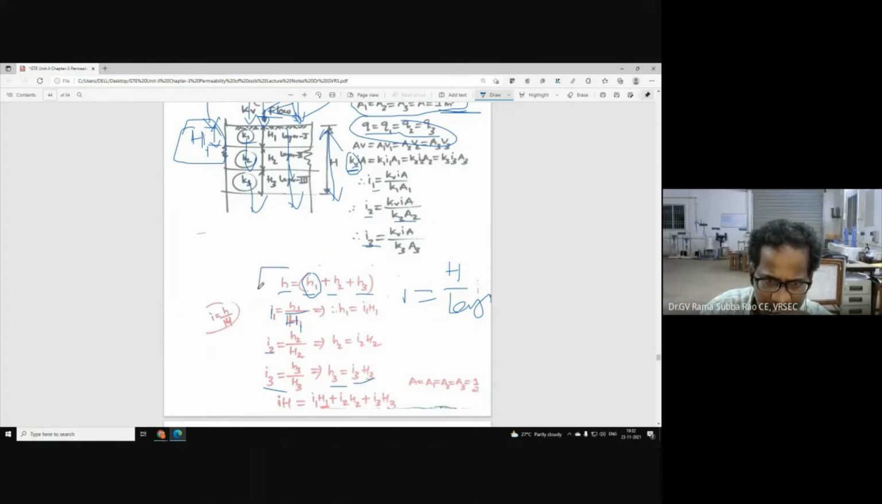Now let us use this equation. H is equal to H1 plus H2 plus H3, small h head is equal to. Now I know small h is equal to, as I discussed here, i into capital H. So i into capital H is equal to i1 H1 plus i2 H2 plus i3 H3.